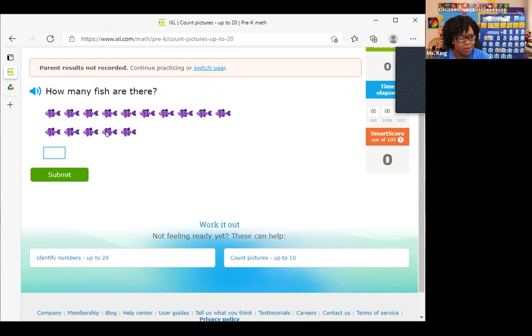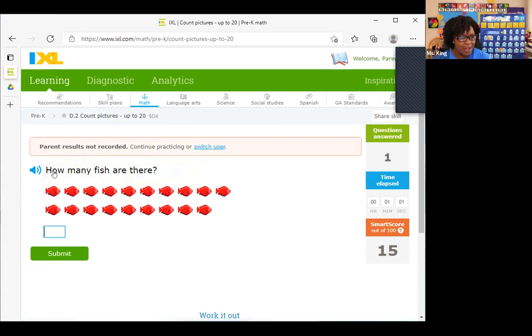1, 2, 3, 4, 5, 6, 7, 8, 9, 10, 11, 12, 13, 14, 15. 15 fish, and we have to put the number 15 in. 15 is a 1 and a 5. 15. All right. We got it. Wow. How many fish are there?